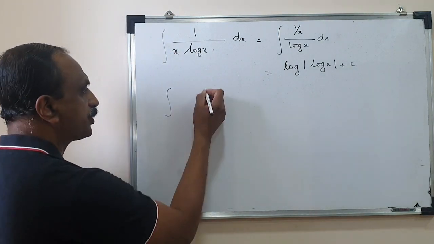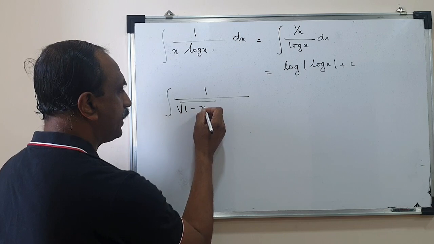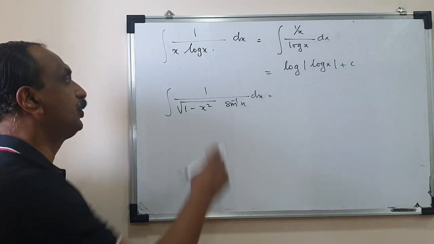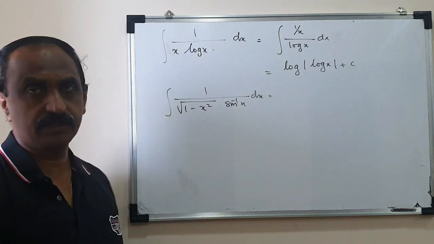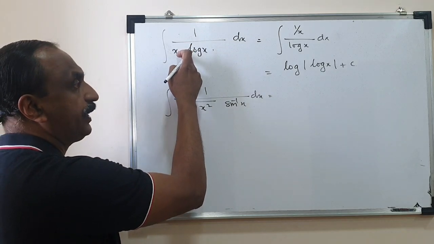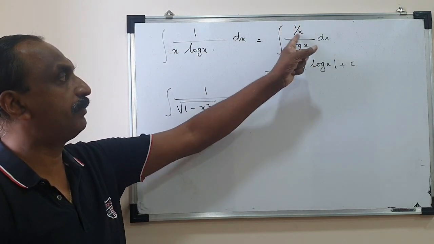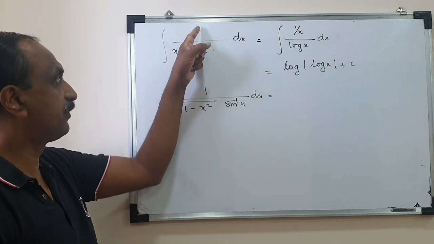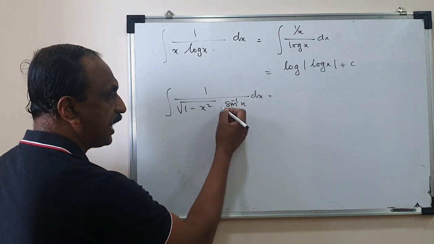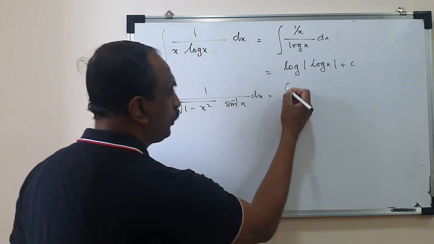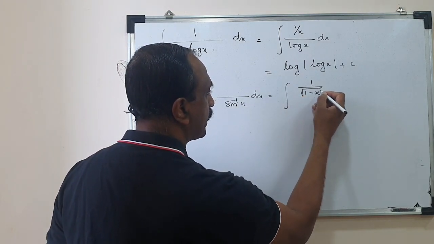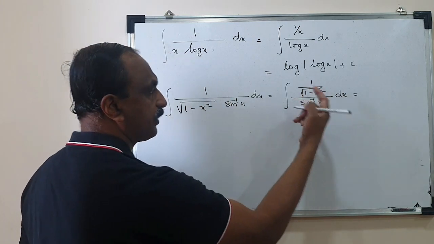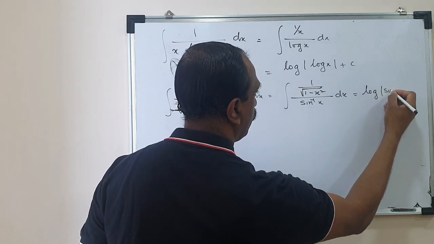Again, if I have a function of this kind, 1 upon root of 1 minus x square into sine inverse x. What I'm showing in this problem is you are likely to search for the derivative in the numerator, but the derivative can be in the denominator itself, because log x derivative is 1 by x. x is in the denominator, so it comes along with the function. So you need to visualize that this one's derivative is present over here. In the same way, sine inverse x derivative is present over here. So you need to visualize it as 1 upon root 1 minus x square divided by sine inverse x dx. And now I can say the denominator's derivative is the numerator, therefore log of modulus sine inverse x plus c.